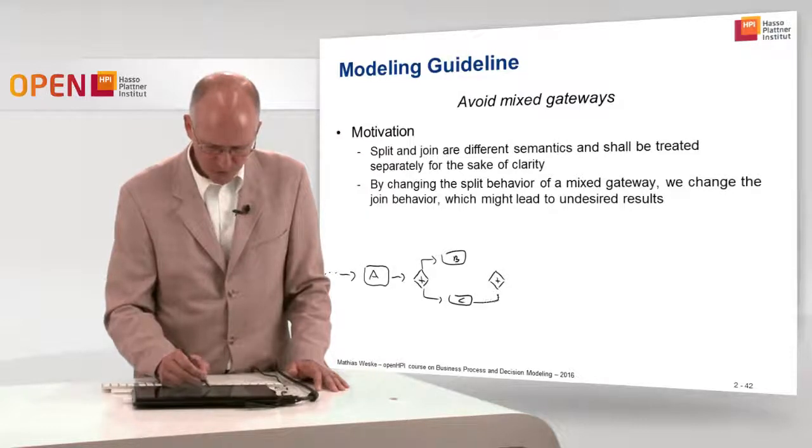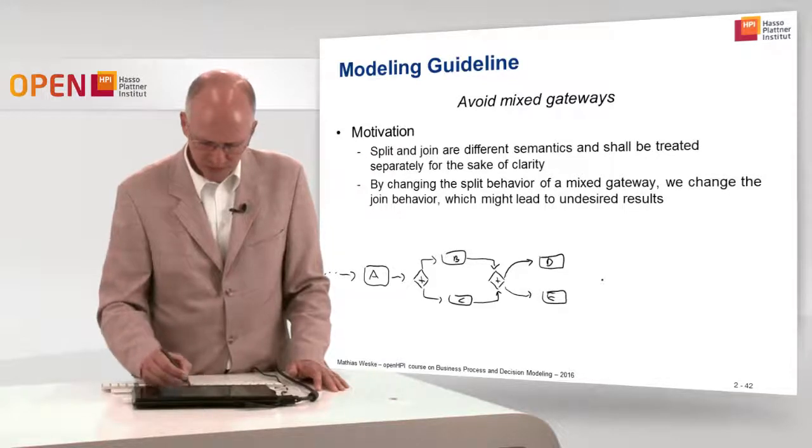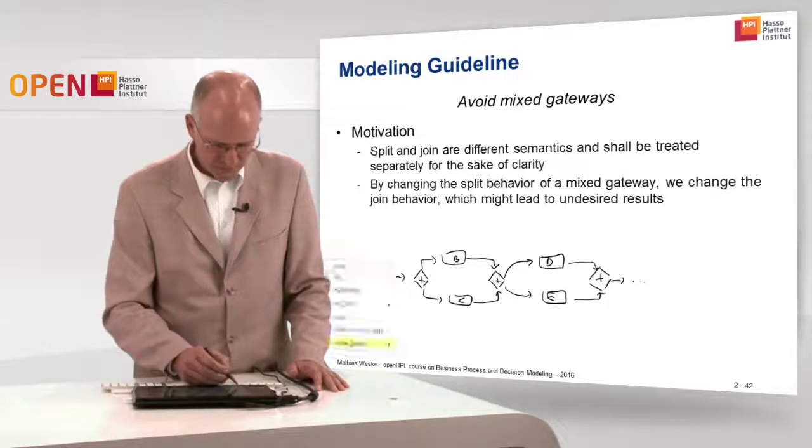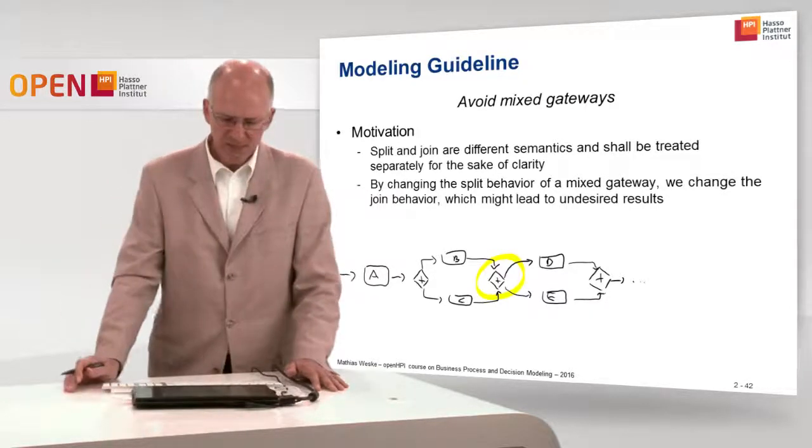Then we need to join the concurrent execution of B and C. And then we have here the mixed gateway, and there's a D and an E. And of course, these two also need to be joined. And afterwards, the process continues in some way. So the mixed gateway, of course, is the one in the middle that has several incoming edges and several outgoing edges.